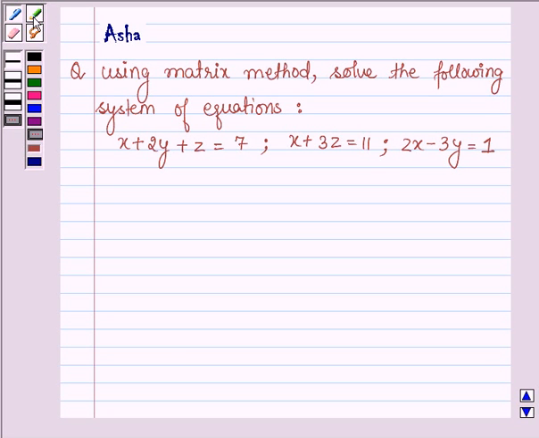The given question says, using matrix method, solve the following system of equations. So let's begin with the solution. Here we are given three equations.